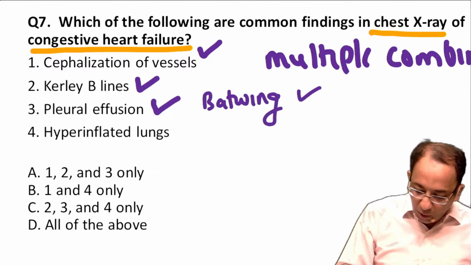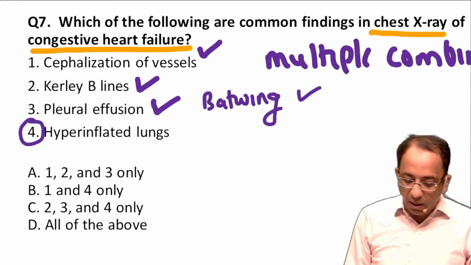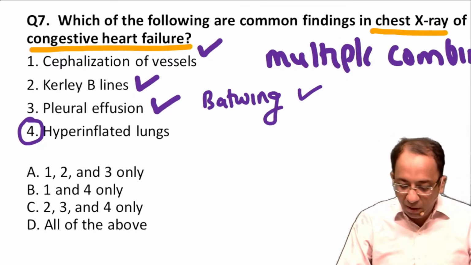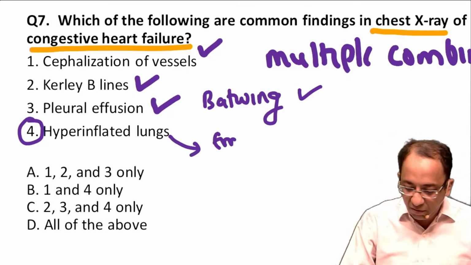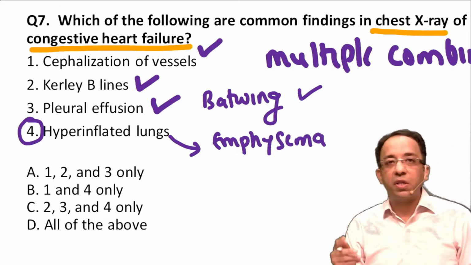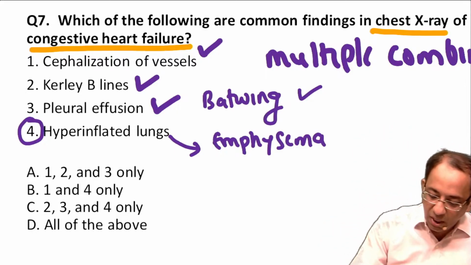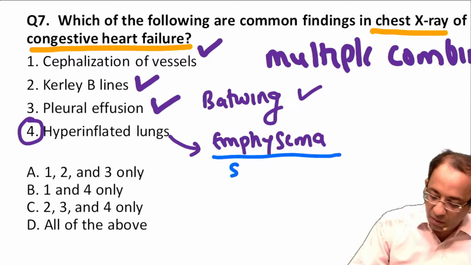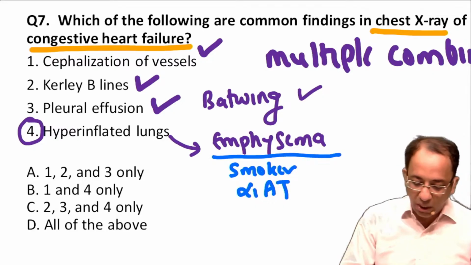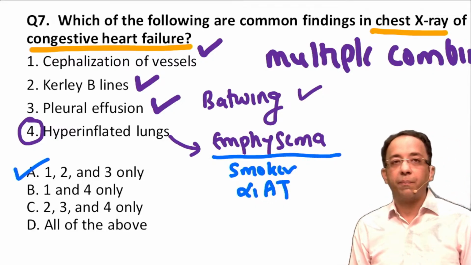But you will not have hyperinflated lungs. Can you tell me why? Hyperinflated lungs is a feature of emphysema. It is not a feature of heart failure. So, if they say hyperinflated lungs, then we will think of emphysema. Then we will think of things like smoking, alpha-1 antitrypsin deficiency. So, the answer is 1, 2 and 3.